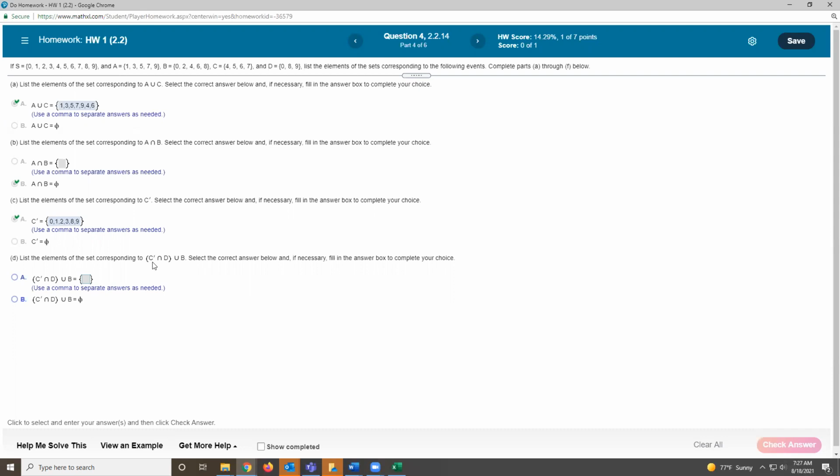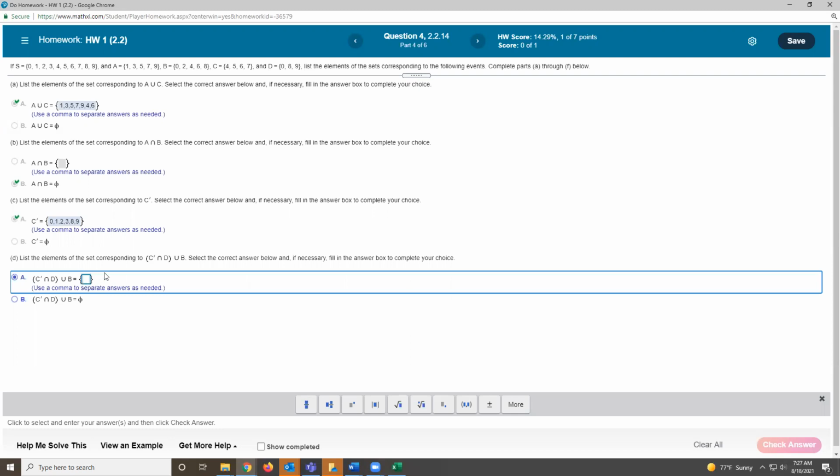So here I will find C complement intersection D first. So C complement I already have here. So when I do C complement and I intersect it with D, I have to write what's common in C complement and D. D has 0, 8, 9. C complement has 0, 1, 2, 3, 8, 9. So 0, 8, 9 are common to C complement and to D. So C complement intersection D is 0, 8, 9. So I just do an intermediate step.